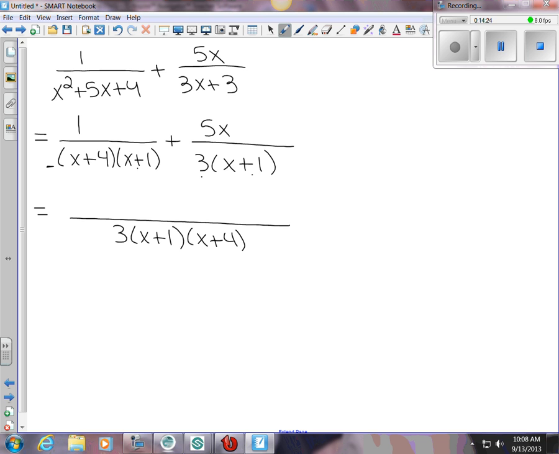Are we okay? Okay, so here's where the tricky part comes in. My original numerator was 1, right? I went from here to here. What's different? There's a 3 in front of the 1, right? So now I've gone from having a 1 to a 3. So what do I have to multiply this 1 by? 3. Excellent. Okay, so you're multiplying the numerator by what's new in the denominator for that fraction. Okay?